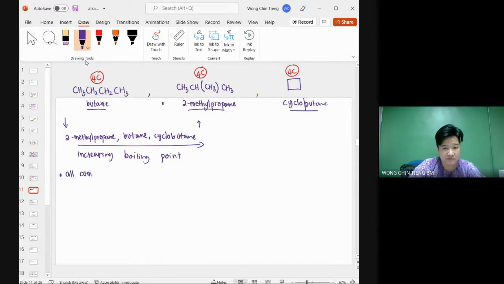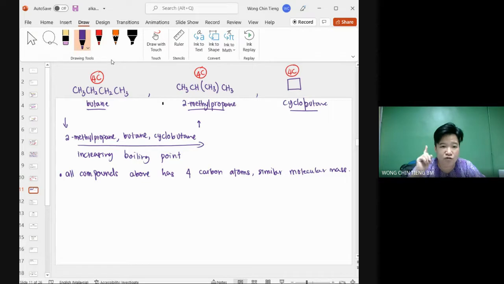all compound above has 4 carbon atom. Okay. Similar molecular mass. Bagi tahu dulu yang ni. Because of the similar molecular mass, then only we discuss the molecular shape. Okay, then only we discuss the molecular shape. Dan kita bagi tahu setiap satu property dia, setiap satu molecular shape. Tadi you all kata nak bincang yang paling tinggi, so kita mula dengan yang paling tinggi.